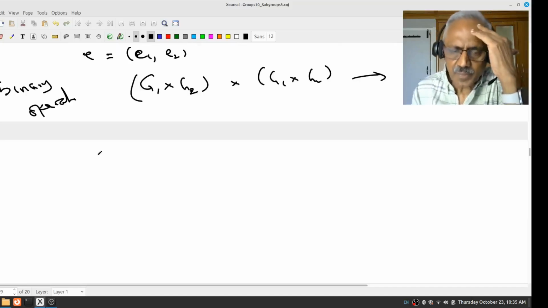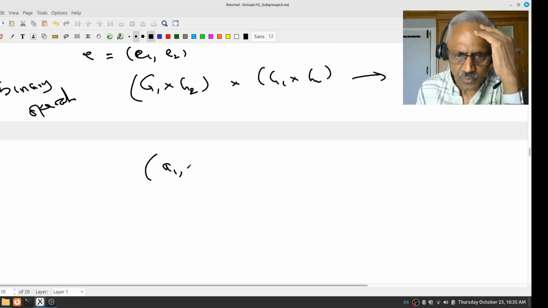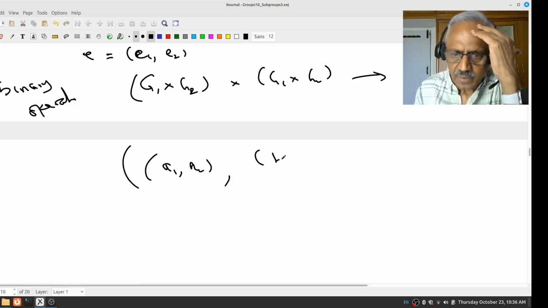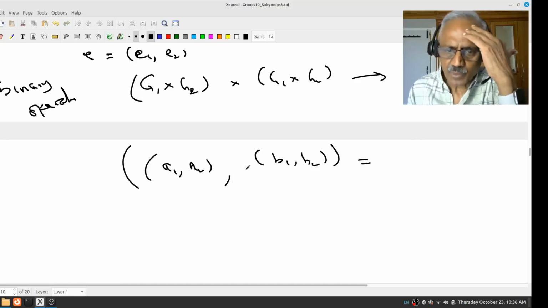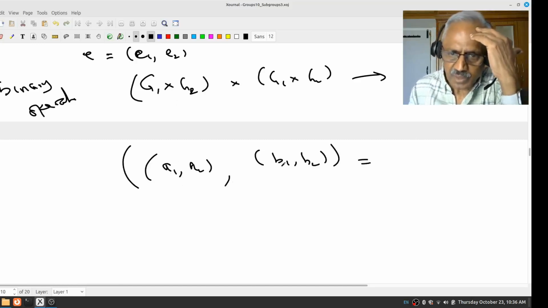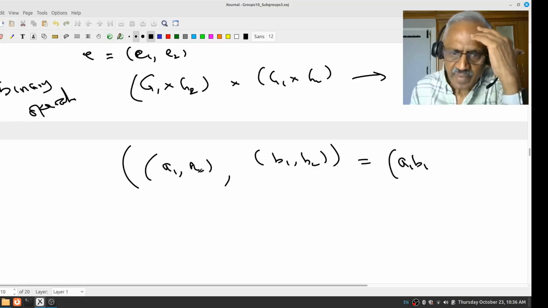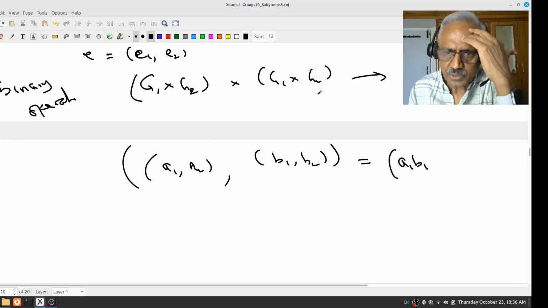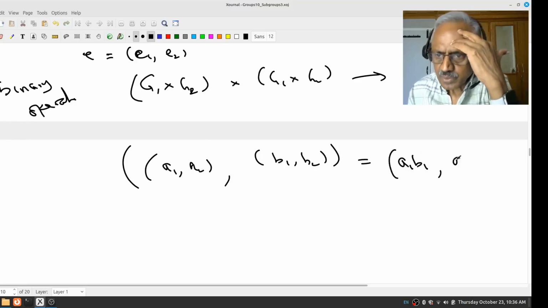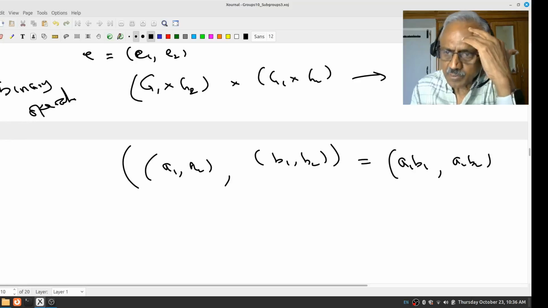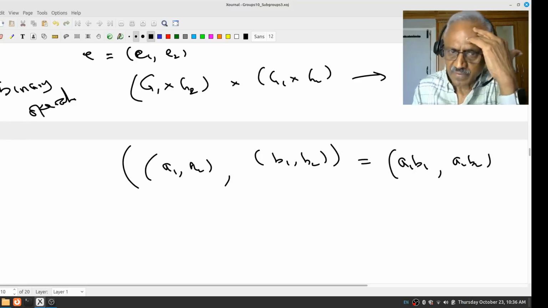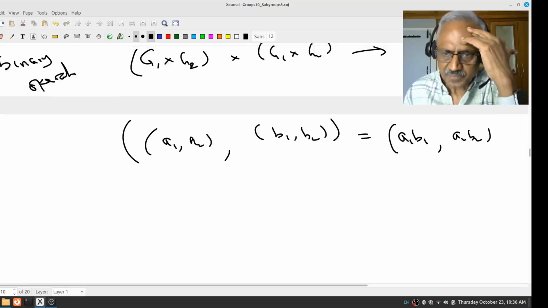What is the binary operation? Very obvious. I have (A1, A2) and (B1, B2). What should I get? I should get an element. But what do I know? A1 is an element of G1, B1 is an element of G1, therefore I can write A1 B1. And A2 is an element of G2, B2 is an element of G2, therefore A2 B2. Is it an element of G1 cross G2? Yes. So this is the binary operation.